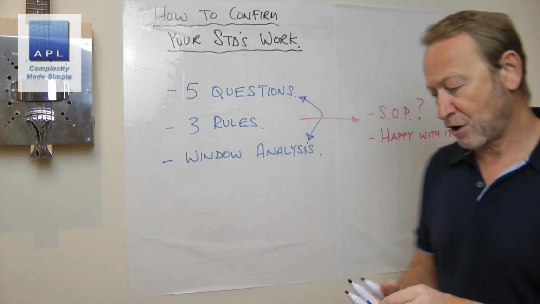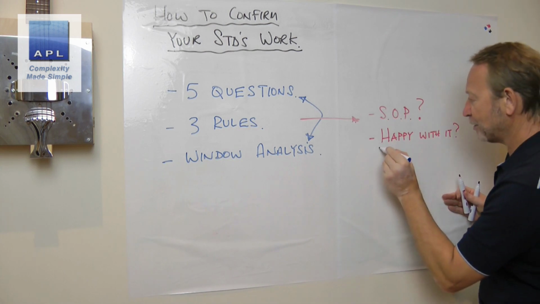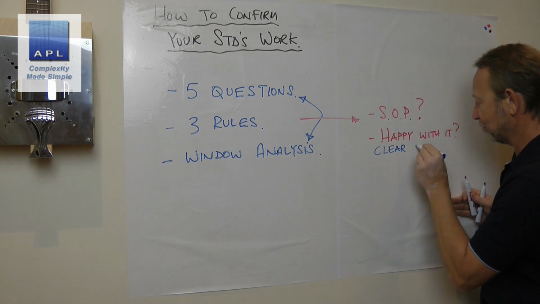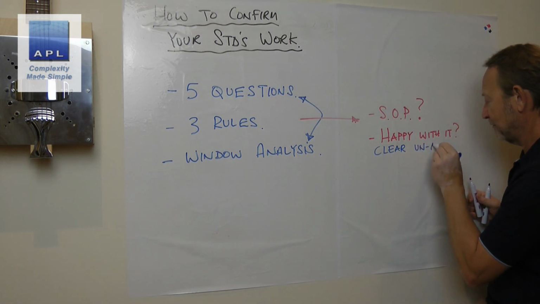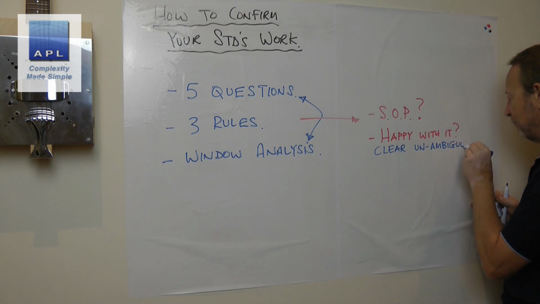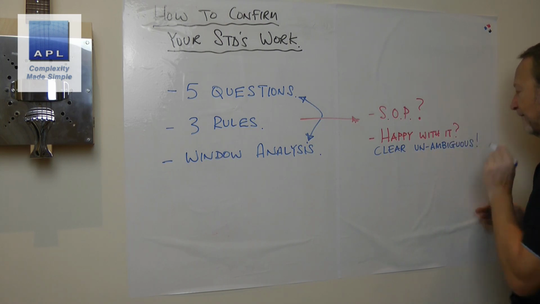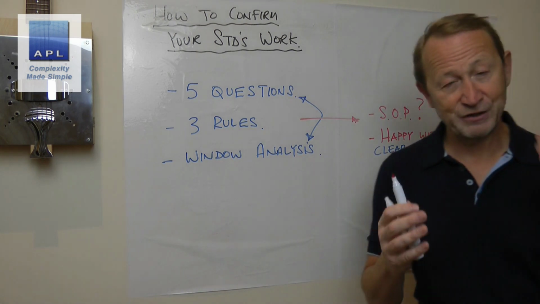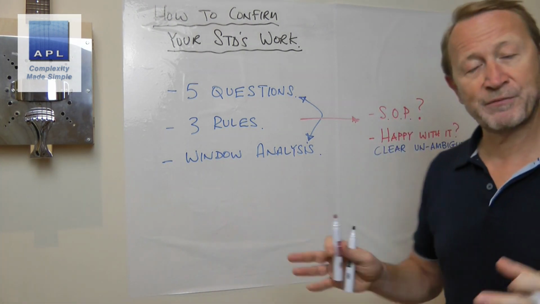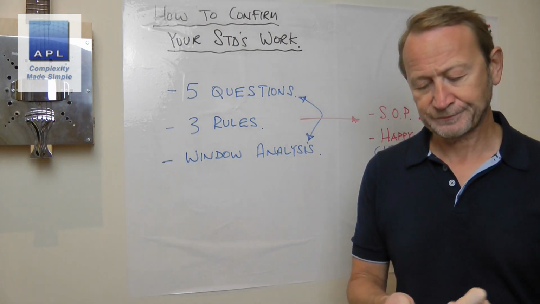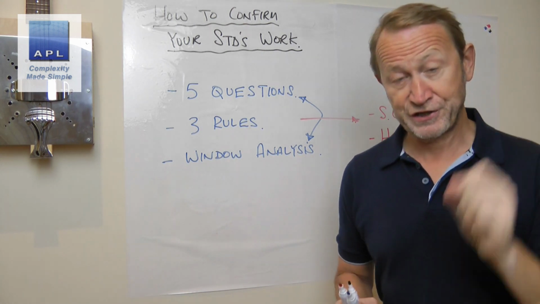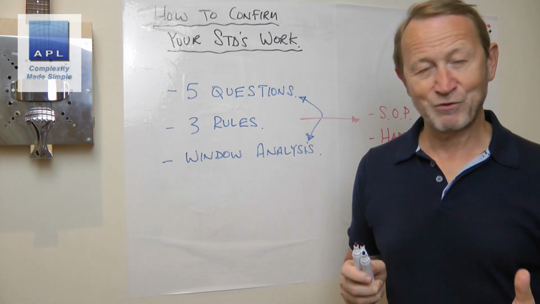Now, what I mean by are you happy with it, the phrase I would use, it is clear and unambiguous. Okay, that's what a quality standard should be: clear and unambiguous. So if we're talking about machine settings, if it says that the speed is 30, that's exactly what it says.